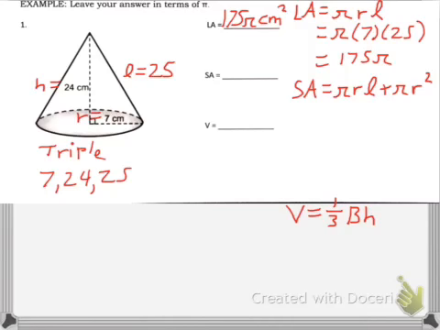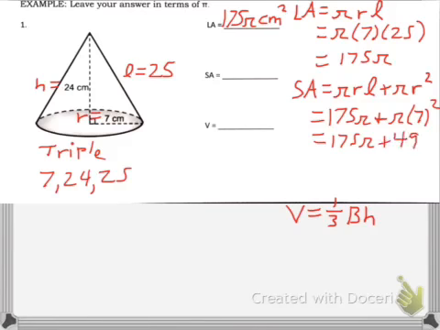For surface area, we just found the lateral area, so we can substitute that in for pi r l, 175 pi, plus pi r squared. My radius we said was 7. 7 squared is 49, so this becomes 175 pi plus 49 pi. When I add 175 plus 49, I get 224. So my final answer for surface area is 224 pi centimeters squared.